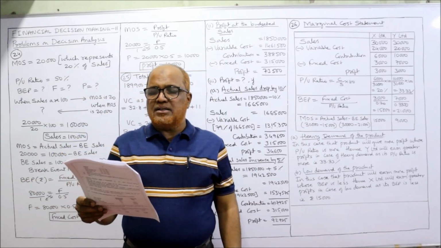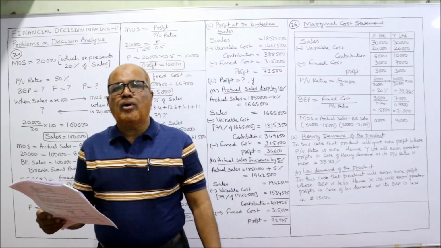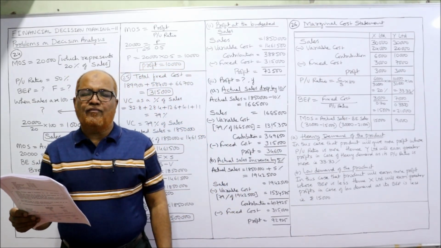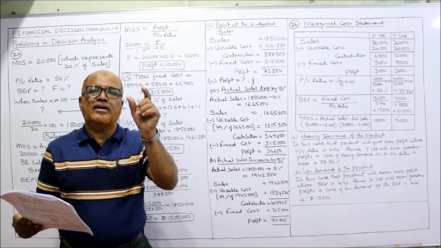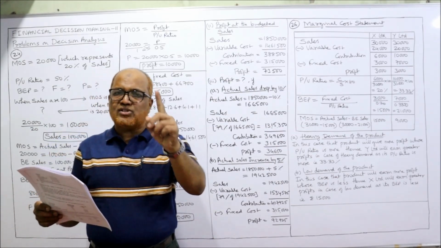Now, required, calculate the BP and MOS of the two businesses. For each business, we have to calculate the break-even point and margin of safety. That is the first question.